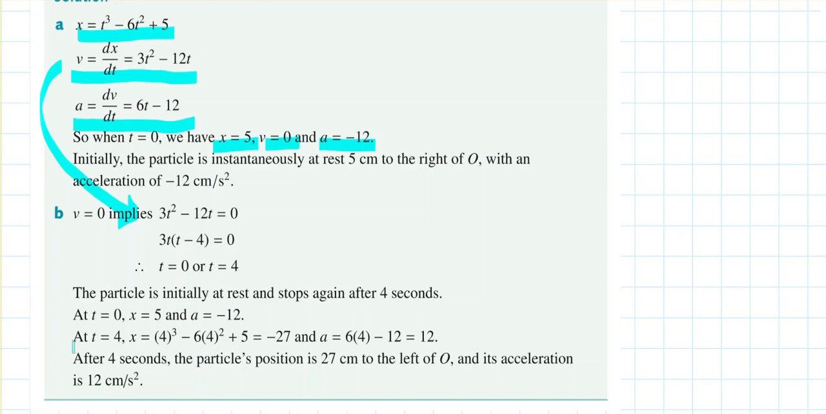Now we do the same thing for t equals 4. So we substitute the 4 into the initial equation here, and we are getting negative 27. And we also want to investigate the acceleration. So we substitute 4 in here, and we're going to get 12. Good. So therefore we can say after 4 seconds, the particle's position is 27 centimeters to the left of the origin, and its acceleration is 12 centimeters per square second.